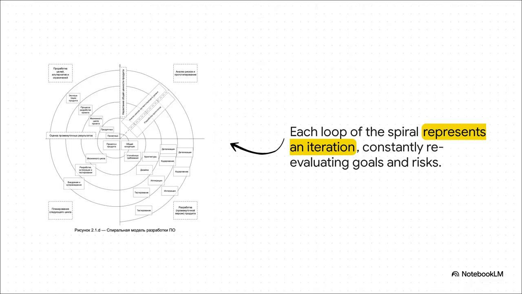And when you put those 4 phases together over and over, you get this beautiful spiral. It shows perfectly how the project grows over time. You start small, in the center, with a basic concept. You loop around, analyze risks, and build a little bit. Then you loop around again, adding more features, learning as you go, and spiraling outwards toward the finished product.